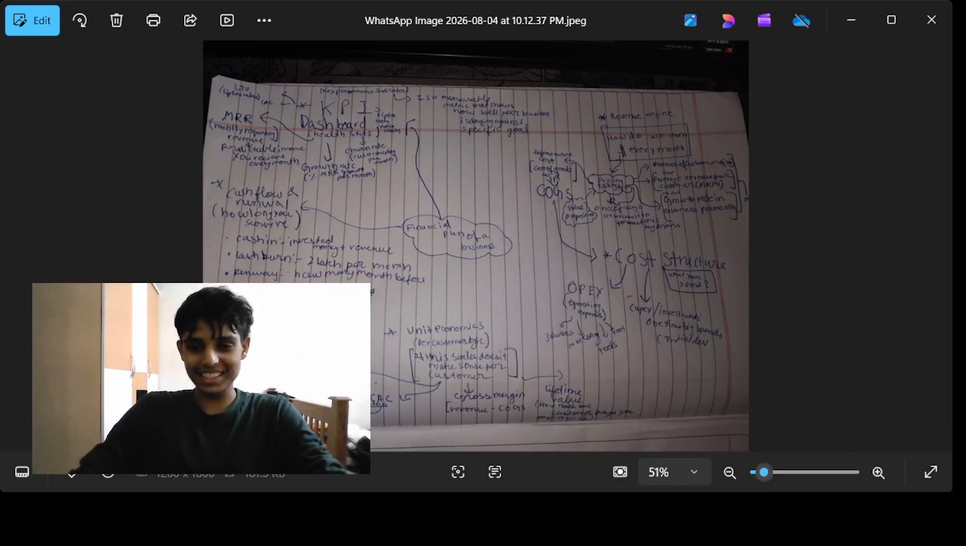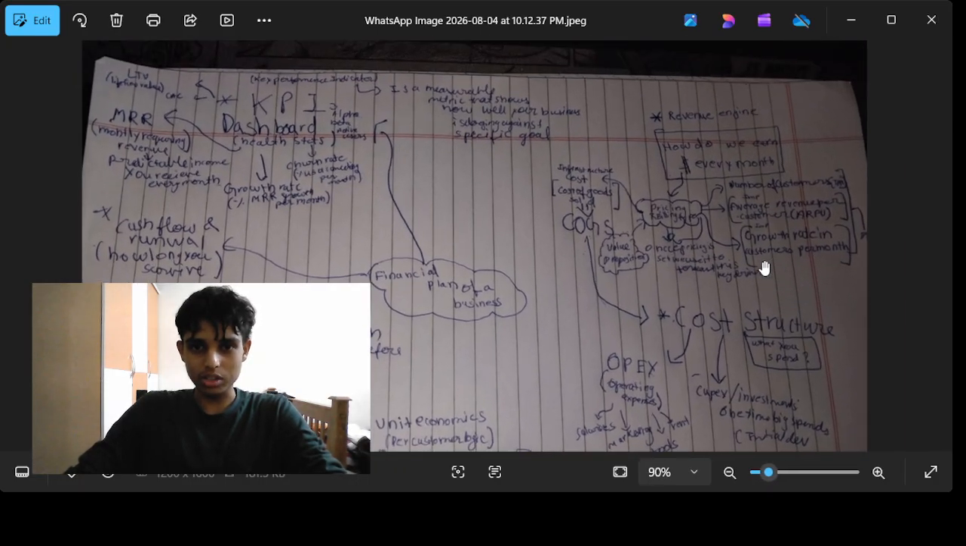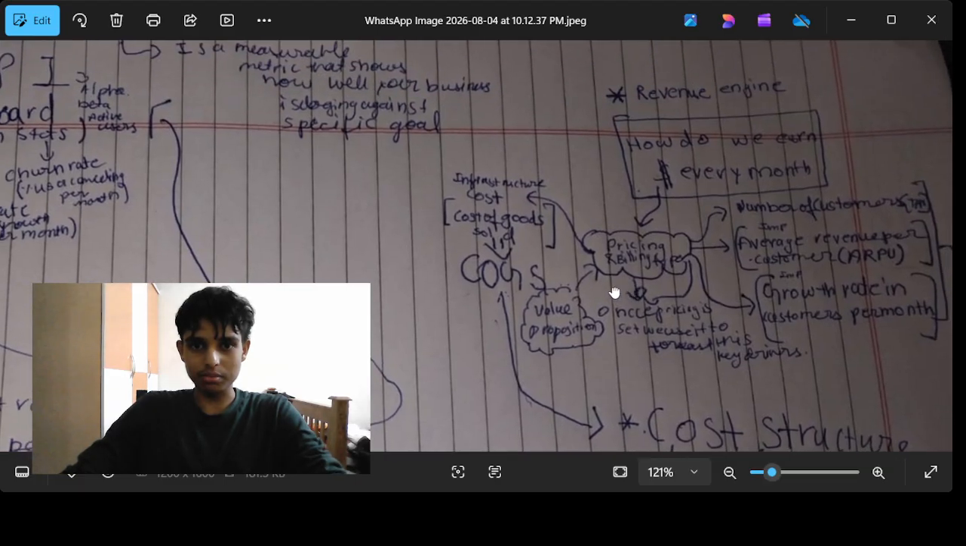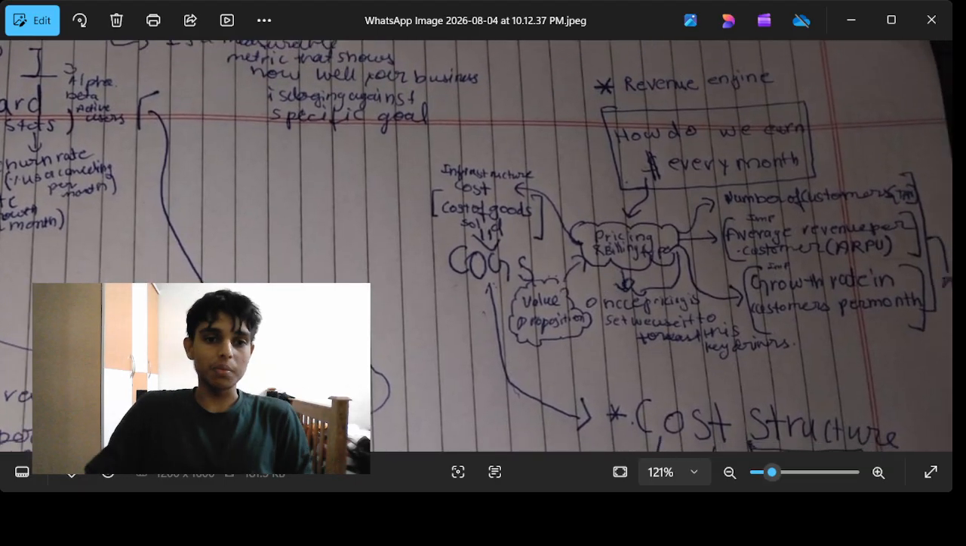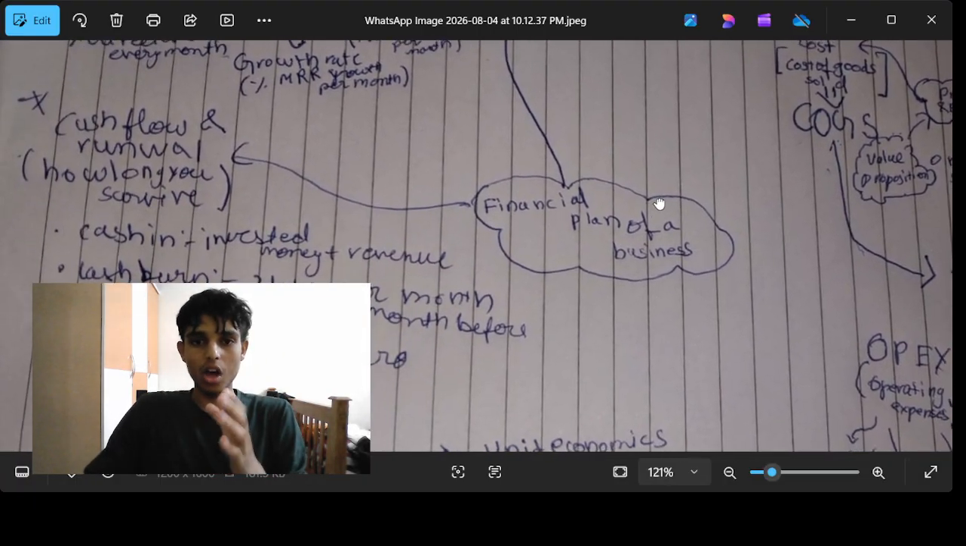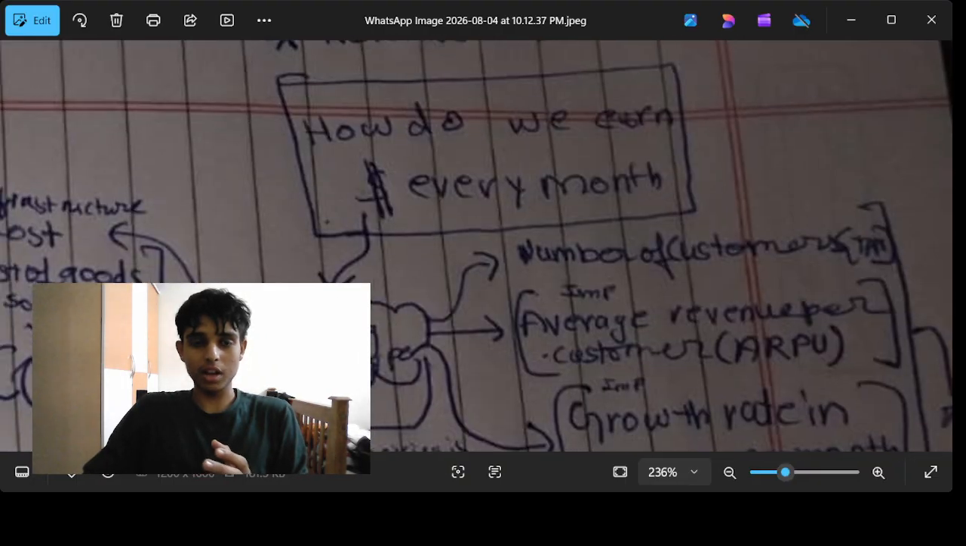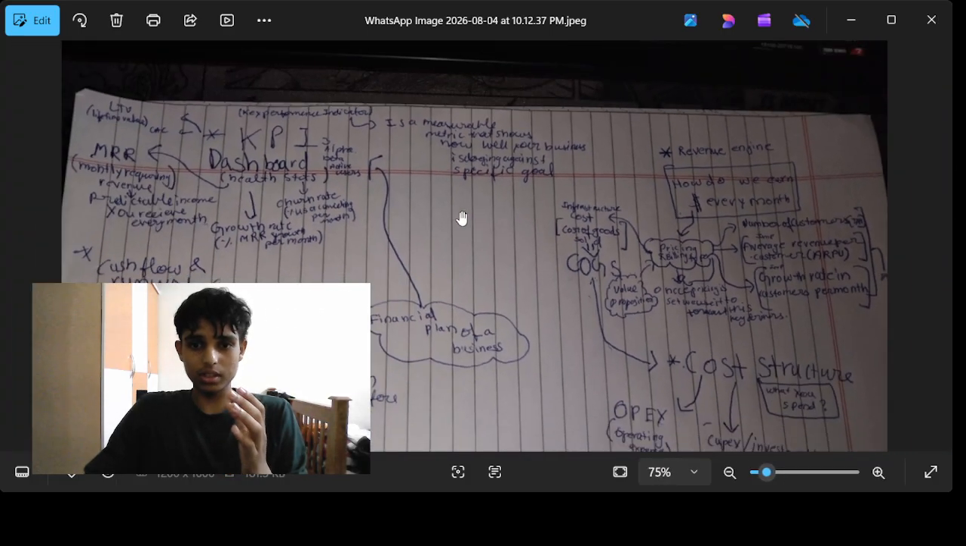I had written this down in my notebook while I was studying the financial plan of a business, and let's start. Financial plan of a business. First of all, the financial plan of the business has five sectors.